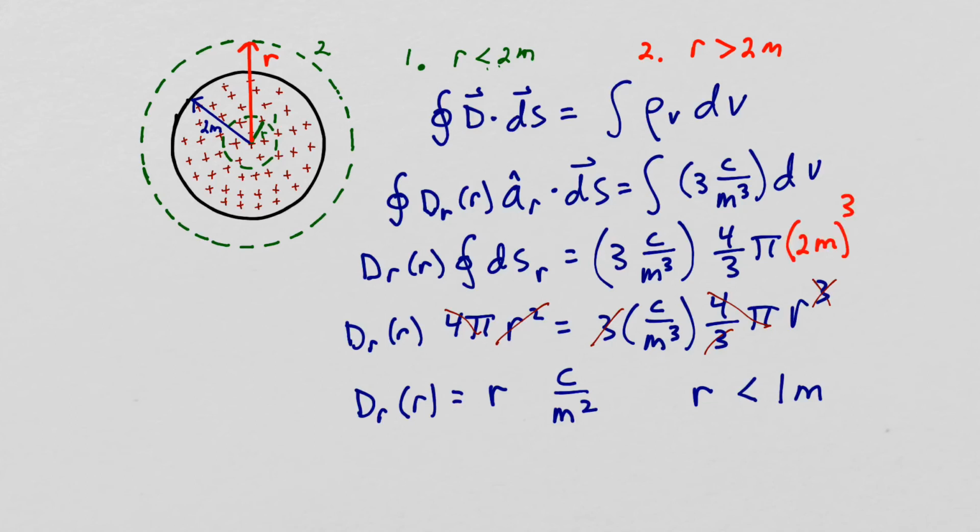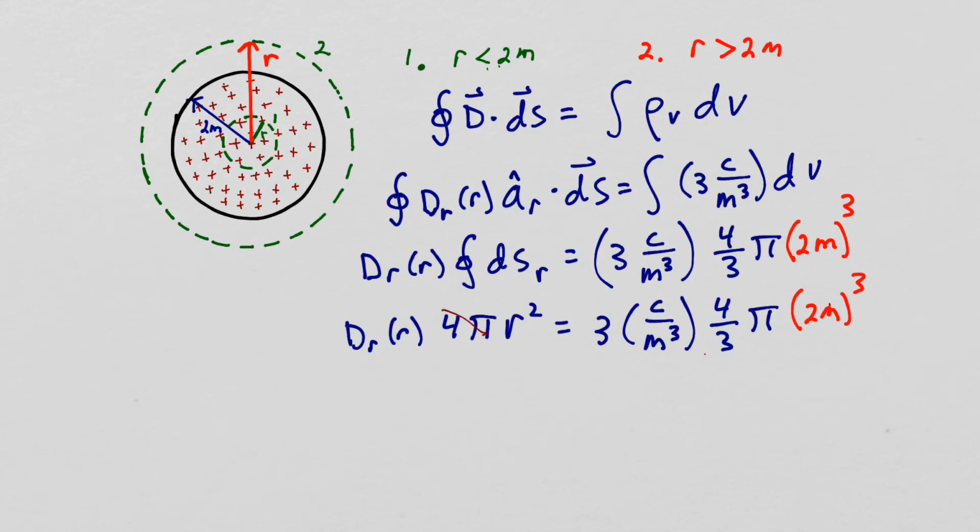Since r has become 2 meters, you won't get the cancellation of an r squared from each side. So let's change this to 2 meters cubed and retain the r squared on the left-hand side. The 4 pi's will still cancel and the 3's will cancel. The charge enclosed will always be 8 coulombs, the total charge on our sphere.